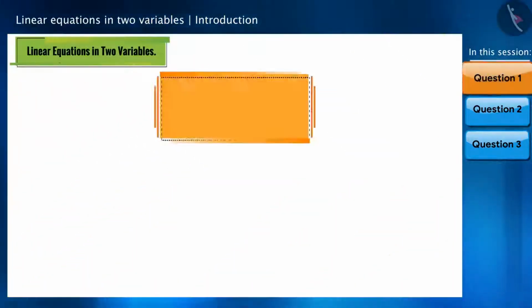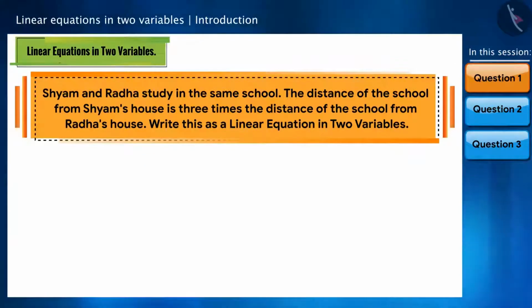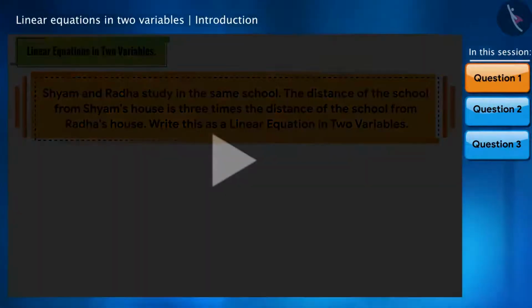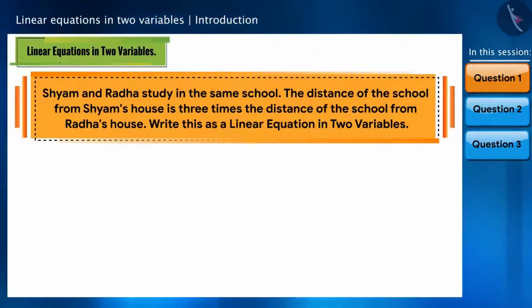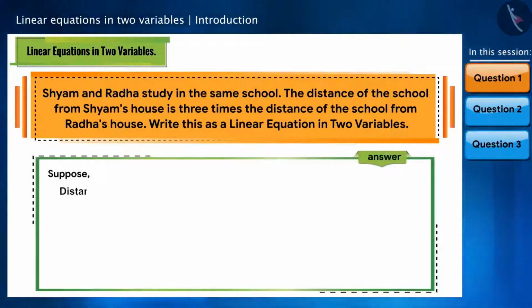Let's start with the first question. Shyam and Radha study in the same school. The distance of the school from Shyam's house is 3 times the distance from Radha's house. Represent this as a linear equation in two variables. You can pause this video to think. Now, let's see the answer to this question.